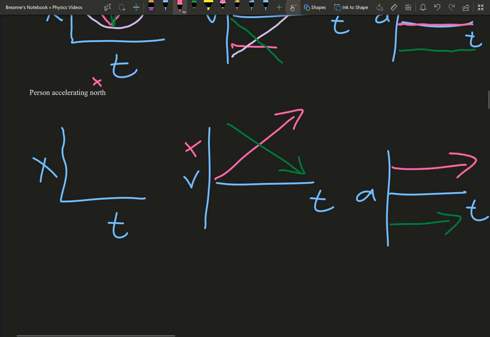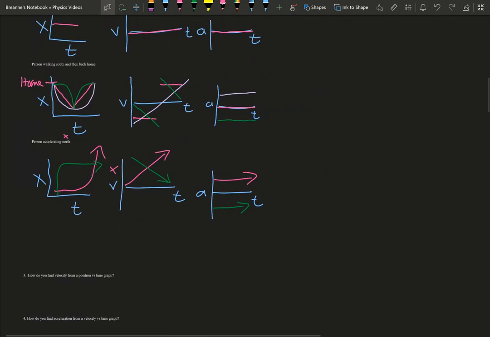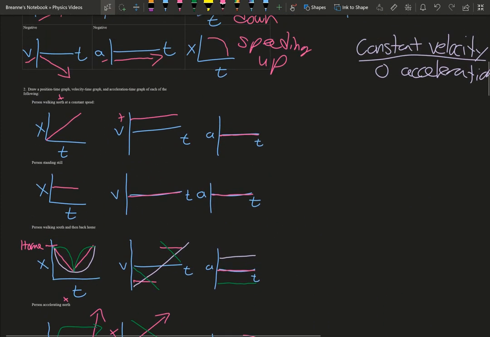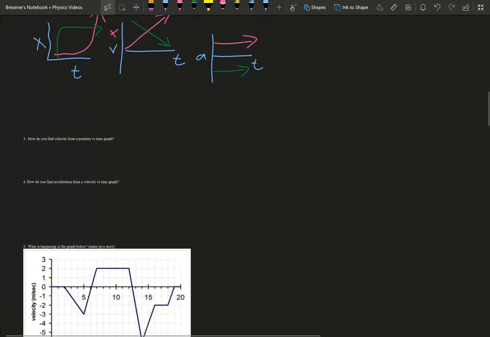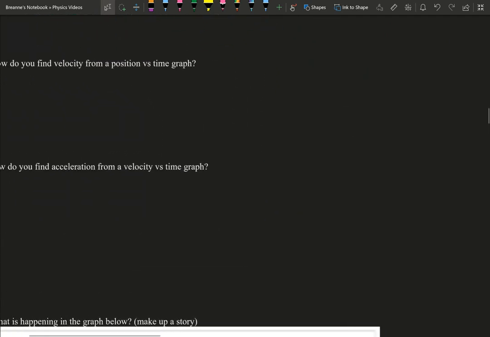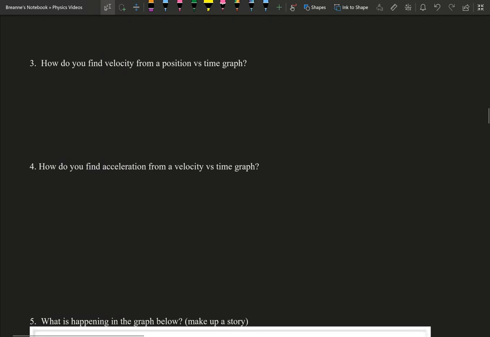So for your position versus time graph, positive direction, so you're going up the graph, and the pink is speeding up. So you're starting horizontal, going vertical. Your green is slowing down, so starting vertical, going horizontal. So you have two options for that. So there we go. That's your graphs. So hopefully that helps understand graphs a little bit better. We're going to go into a few more details, but that's the big thing.